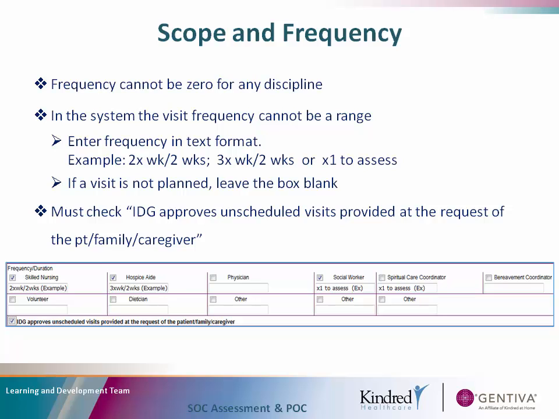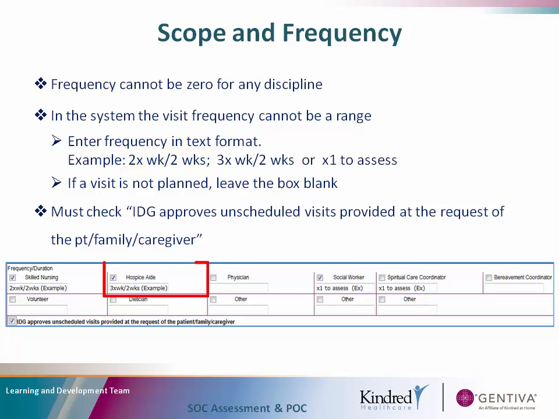The next portion of the IDG POC documentation contains scope and frequency for the IDG. The frequency cannot equal 0 for any discipline, and the system does not allow frequency ranges. We also know that it is challenging to predict visit frequency when hospice patients' conditions can change so rapidly. The admitting RN determines how many times the patient will be seen from this point forward. So let's say the RN will see the patient twice a week for the next 2 weeks. That would be written in text format as 2 times a week for 2 weeks.